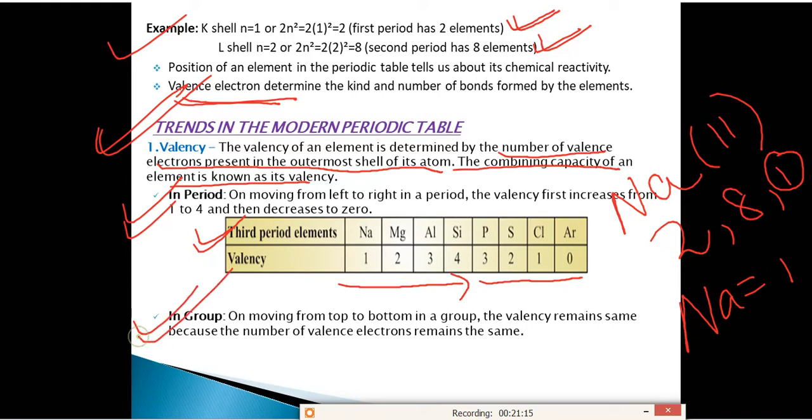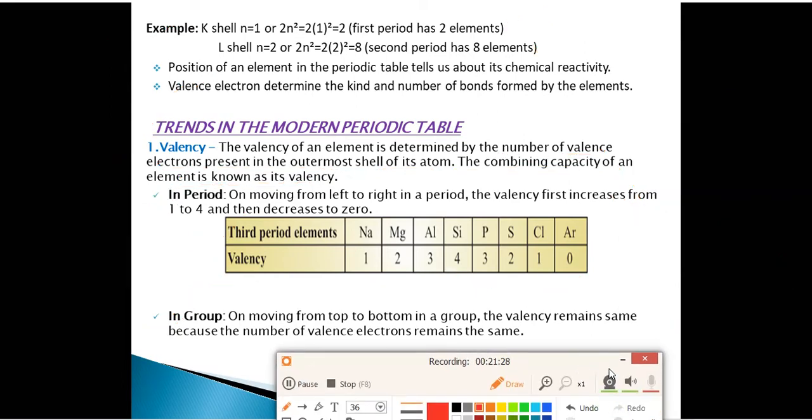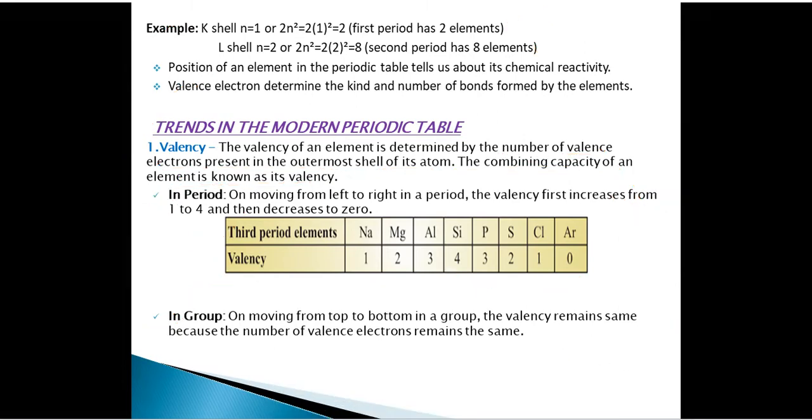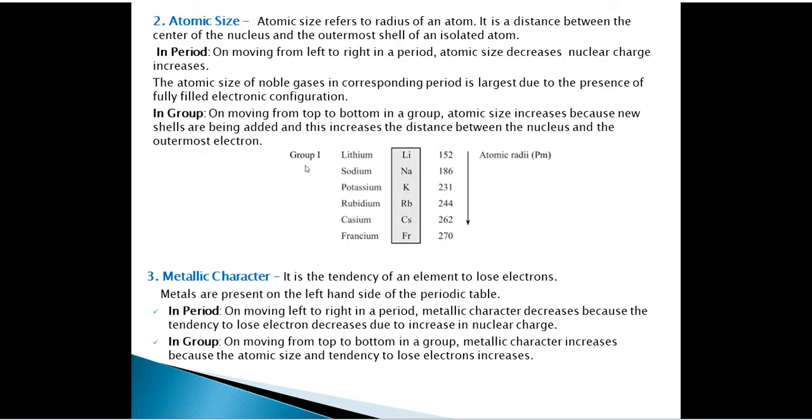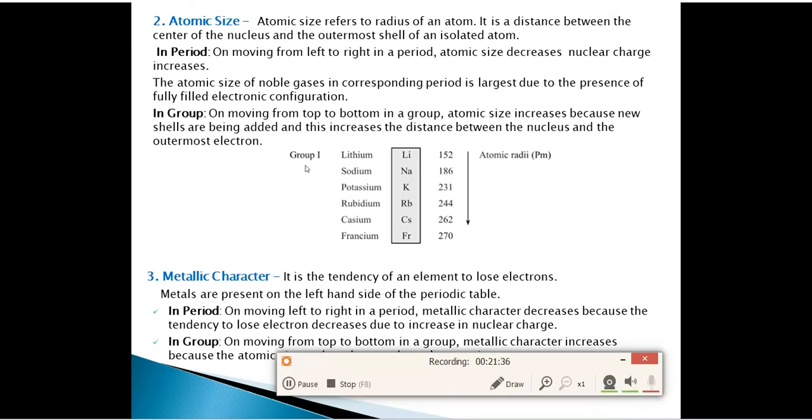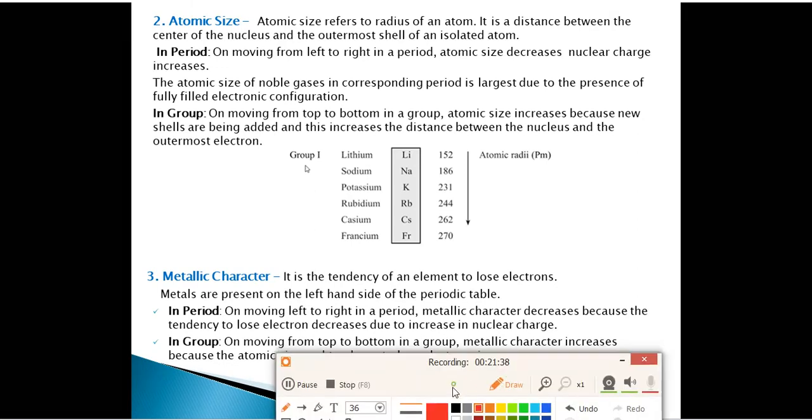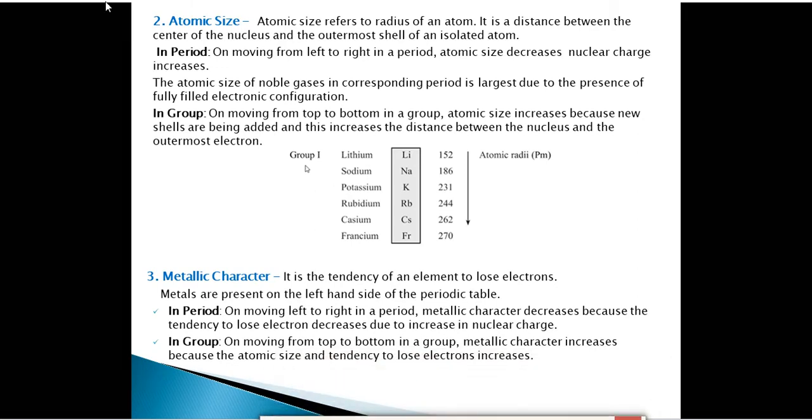What is the trend in a group? On moving from top to bottom in a group, the valency remains the same because the number of valence electrons remains the same. Suppose in group number 1 the number of valence electrons is 1, so the valency of all the elements present in group 1 will be the same, that is 1 only. But remember that in a period, the valency first increases from 1 to 4 and then decreases to 0.